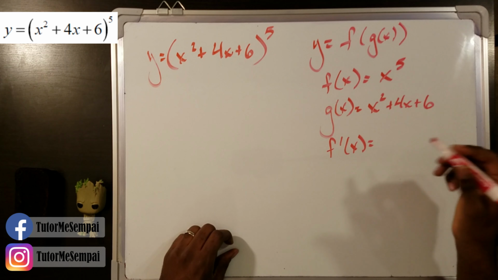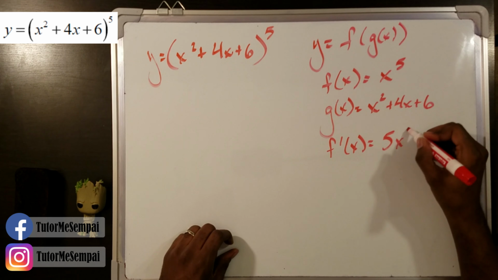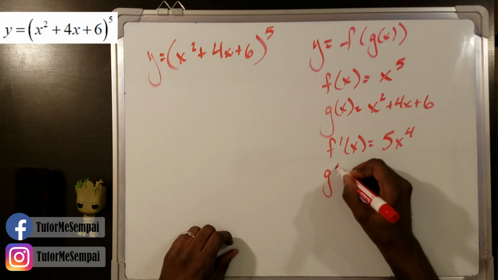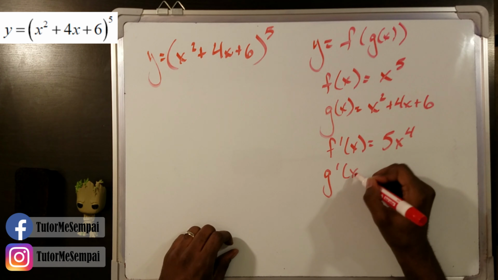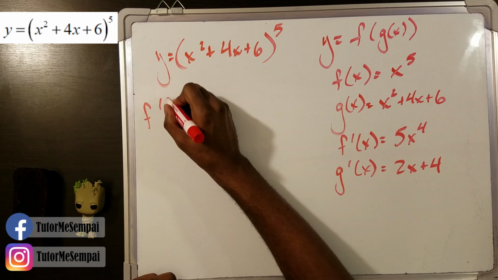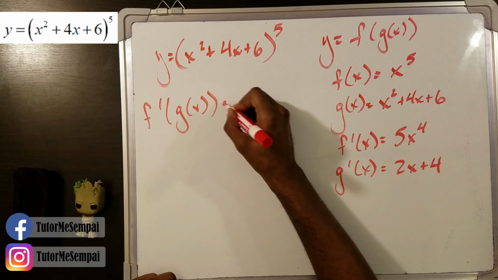Now that you know f of x and g of x, let's find their derivatives. F of x is going to use the power rule. If you haven't seen that, I have a video on that one as well. G of x is also going to use the power rule. So now we have our two derivatives. And we already talked about the formula for the chain rule, so if we take this and we plug in our respective functions, we'll get our answer.